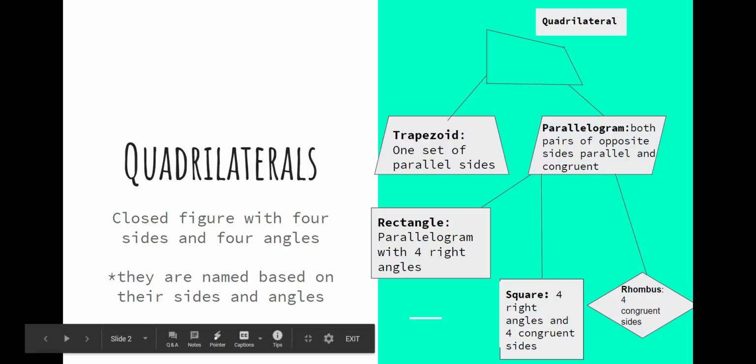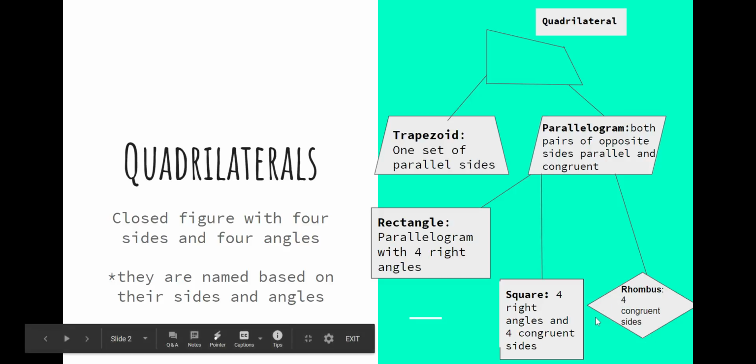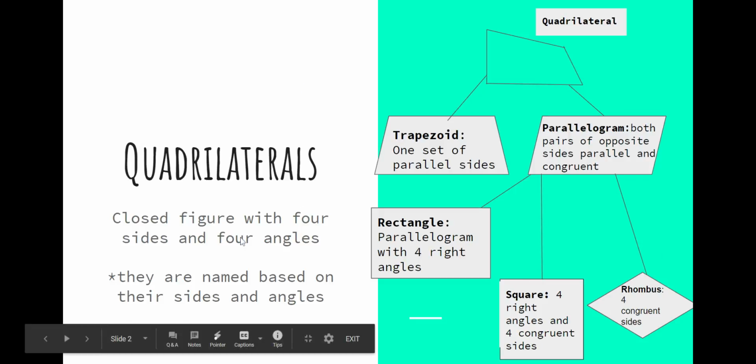Then you have a rhombus. A rhombus is also a parallelogram. A rhombus has four congruent sides. Notice that it doesn't have four right angles. The angles on a rhombus are not right angles, but they do have four sides that are going to be equal to one another. Picture a square where you pulled two sides and manipulated it and squished it down. Or think of a diamond, which is kind of what a rhombus looks like, except all four sides are going to be equal to one another.